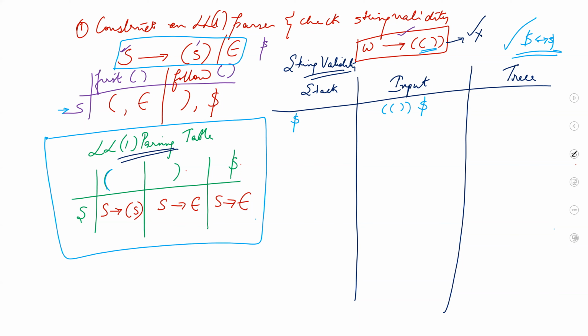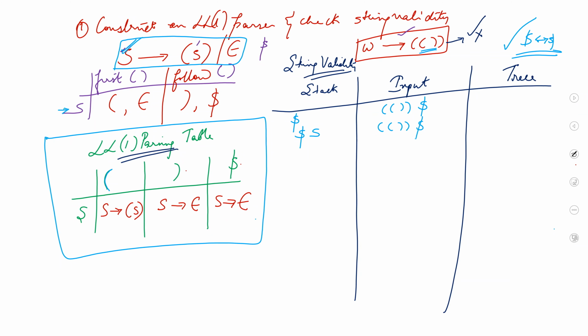Okay. Now look here very carefully. What is the start symbol? The start symbol is S. So we'll do one thing. Start symbol is S. You know it from your production rule. So you write your dollar S. Okay. So this is your start.